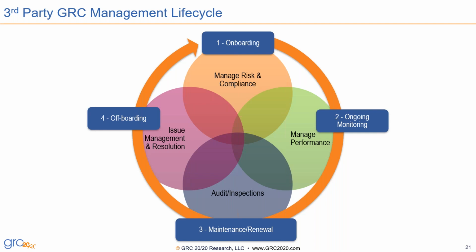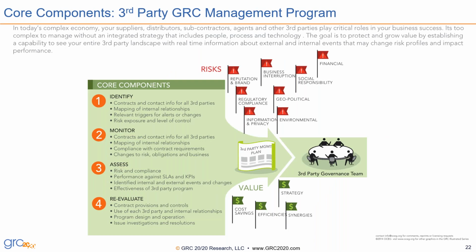And throughout this life cycle, we need to be able to manage risk and compliance, the performance of the relationship, conduct audits and inspections and assessments, and manage issues and see them through to resolution. We need to be able to identify our third-party relationships, monitor, assess, and reevaluate them, and understand the risks as well as the context of the value that the third party brings and balance those together.